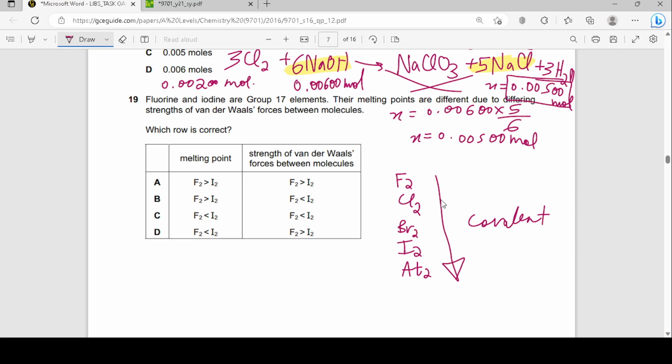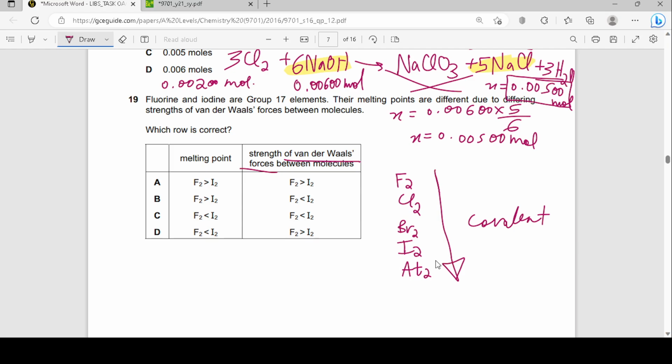So the strength of the temporary dipole forces increases down the group 7 halogens. And why is that? It's because the number of electrons increases in the molecule, right? So obviously, down the group, the proton number increases, and along with that, the electron number also increases, right? So fluorine has fewer electrons than iodine. Iodine has more electrons than fluorine. Since it has more electrons, it will have stronger temporary dipole forces, or you could call them van der Waals forces as well.